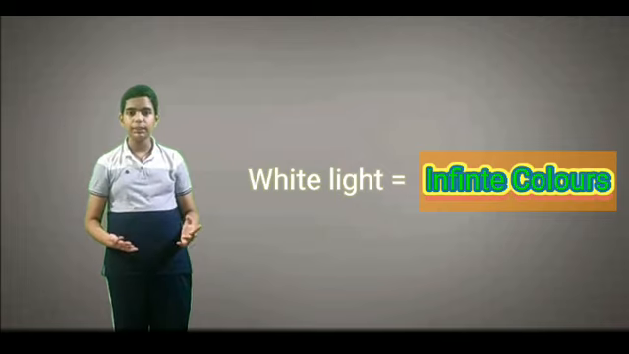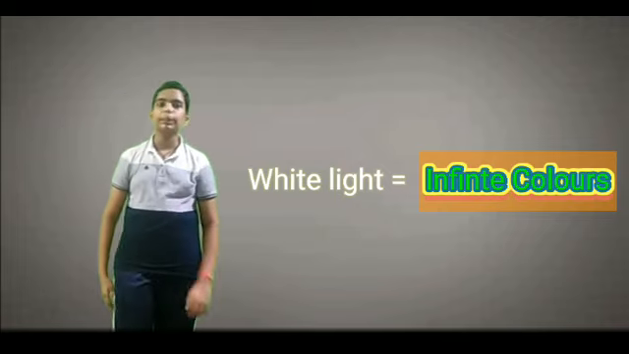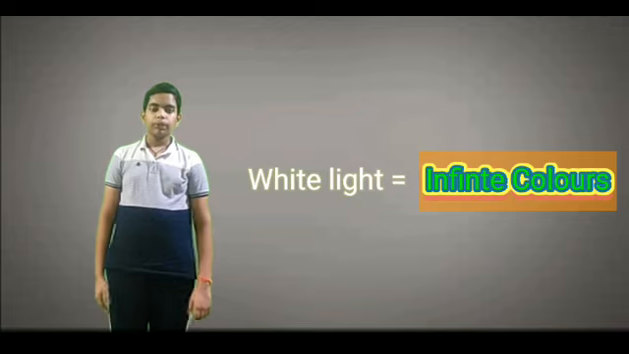But the answer is that light is made up of many different colors. There are an infinite number of colors present in white light. Now you might be wondering, how is this possible? I'll give the answer to this question later in this video.